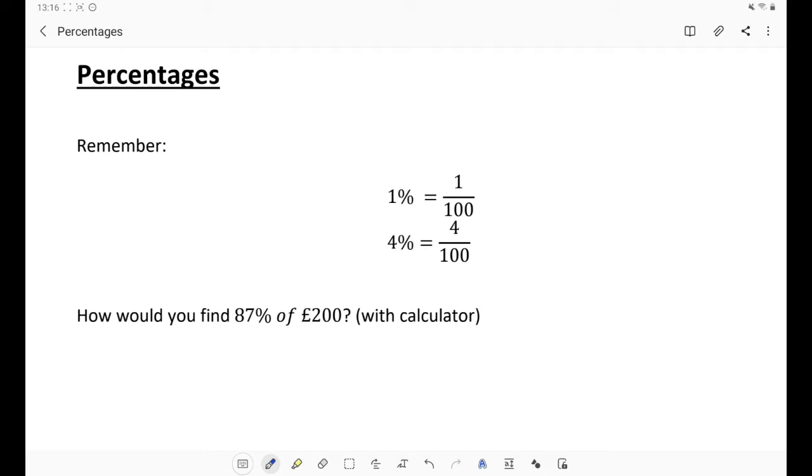Now, how would you find 87% of 200? And I very carefully noted with calculator. I'm wondering, what would you type in? Pause the video, take 30 seconds, and figure that out.